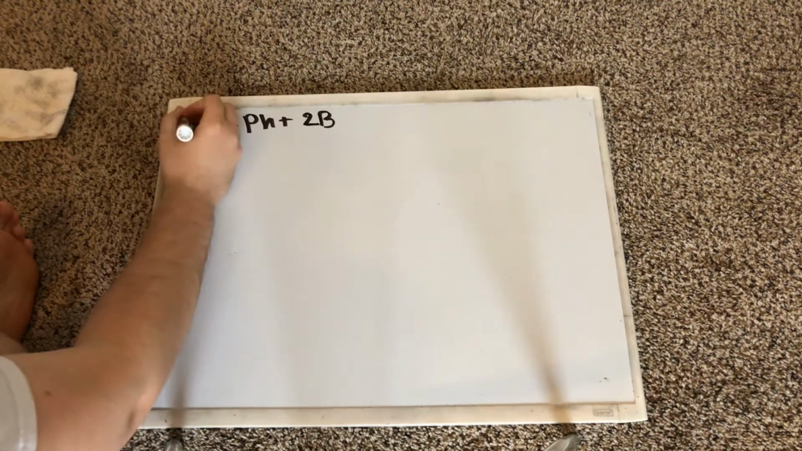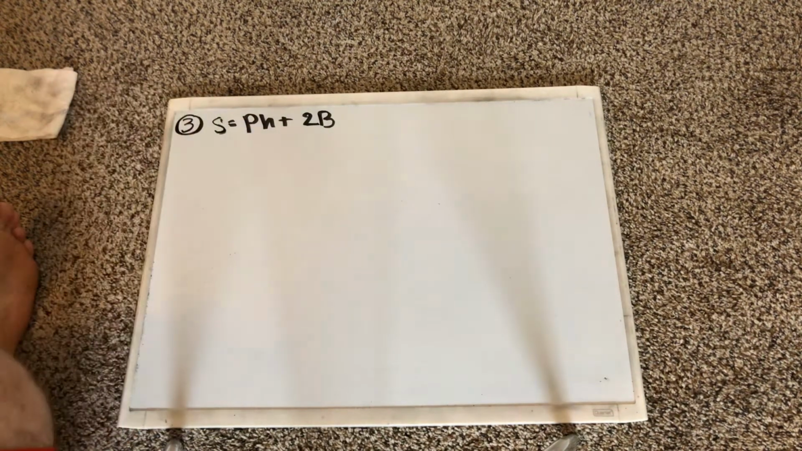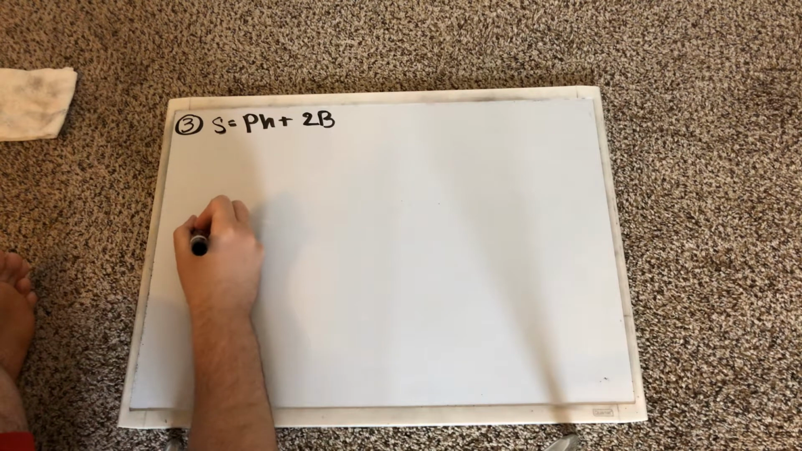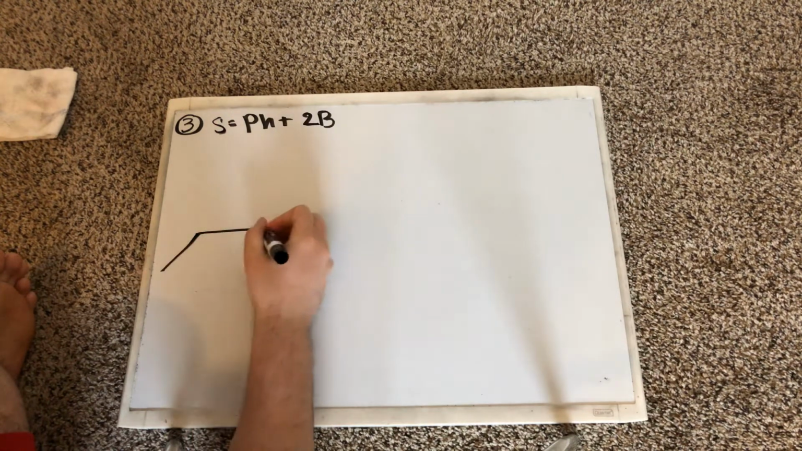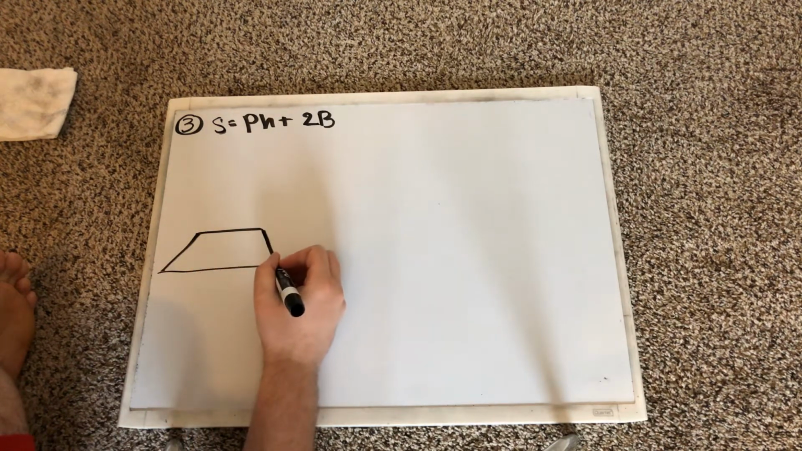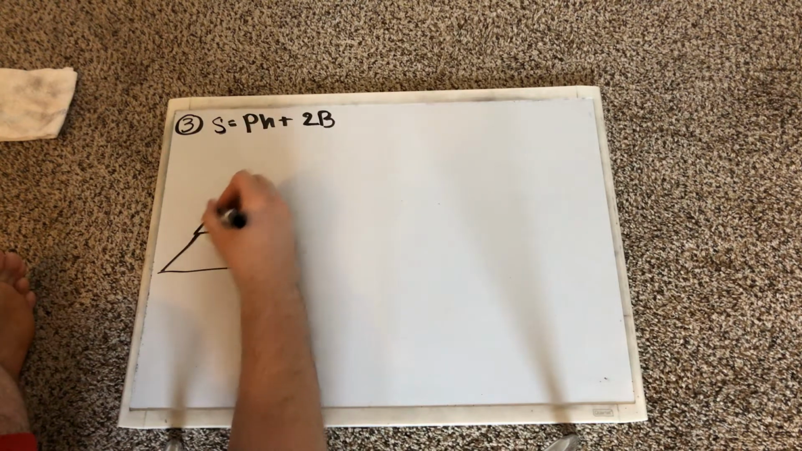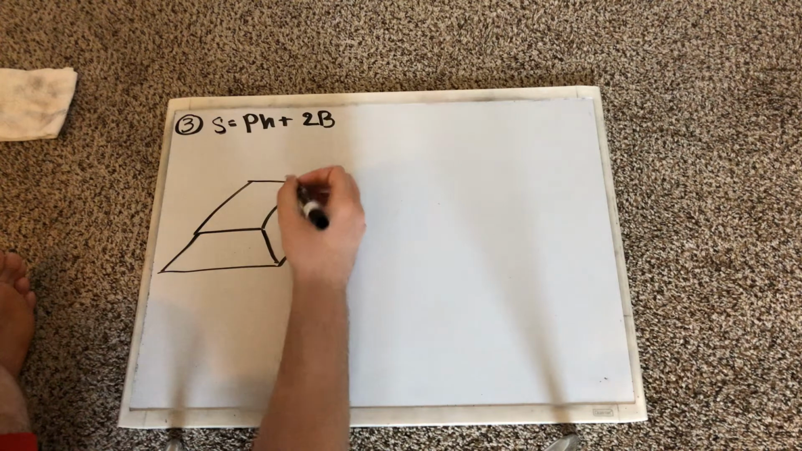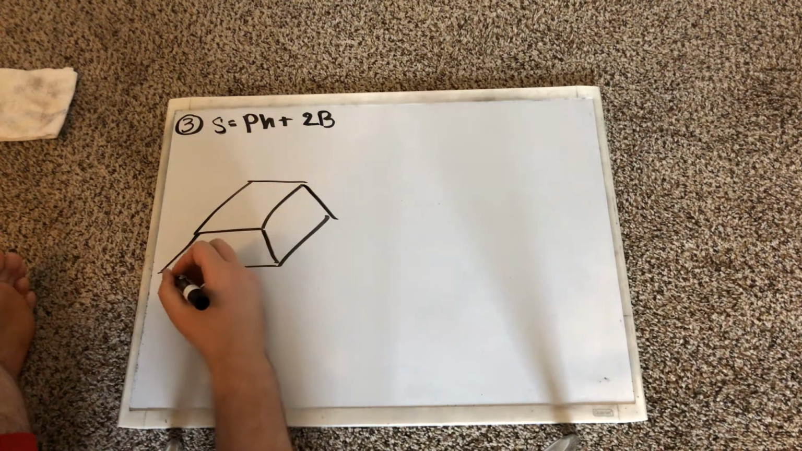And I'm going to skip down to number 3 right now because it's also dealing with the area. So this is a trapezoidal prism. It's not my best drawing, but it's fine.